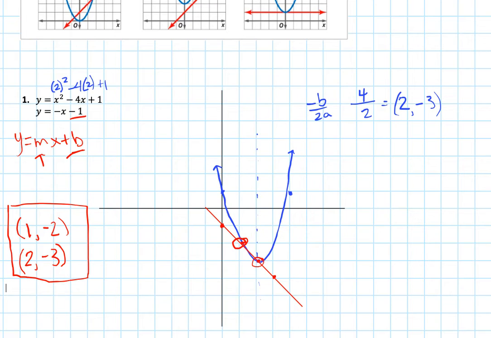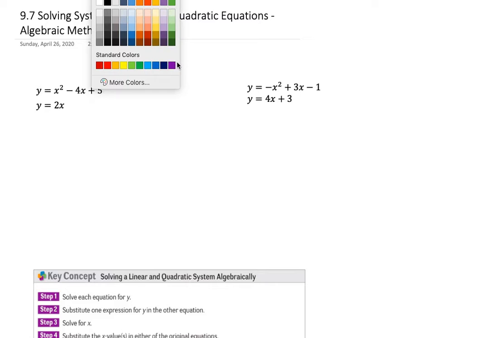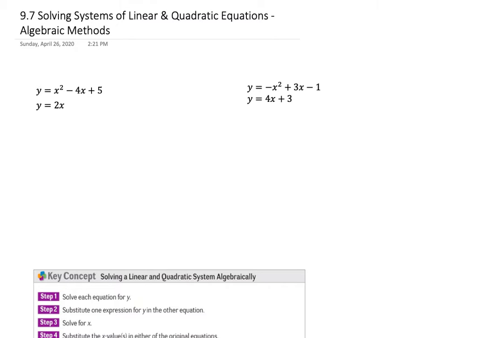Okay, let's move on to solving by algebraic methods. Using algebra is going to be a more exact answer, and it is preferable. So let's do this. I have two examples here. Our first step is to solve each equation for y. So as long as we get a y equals on both of those, then we're in good shape.